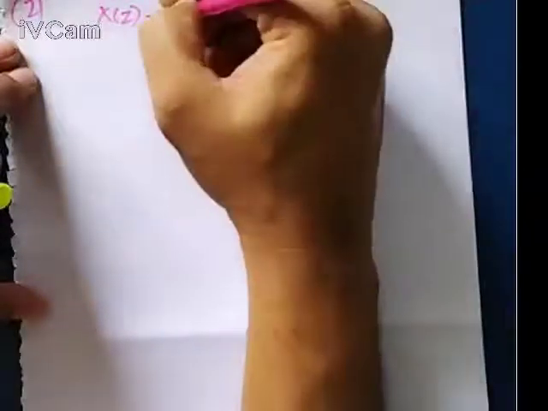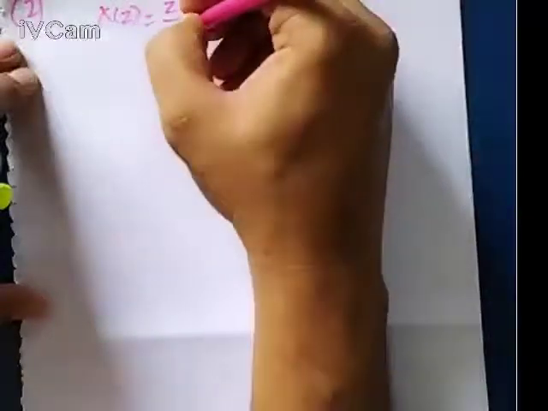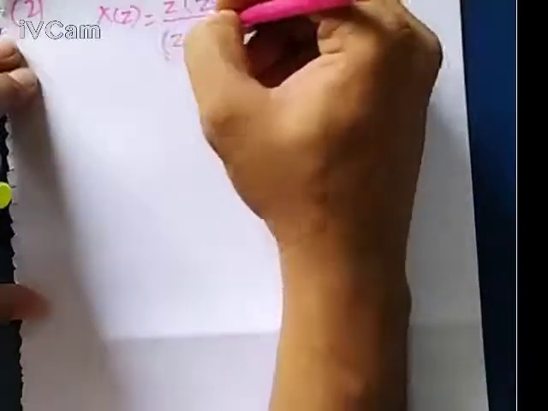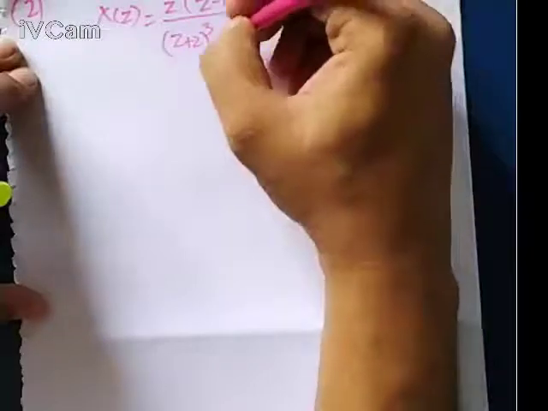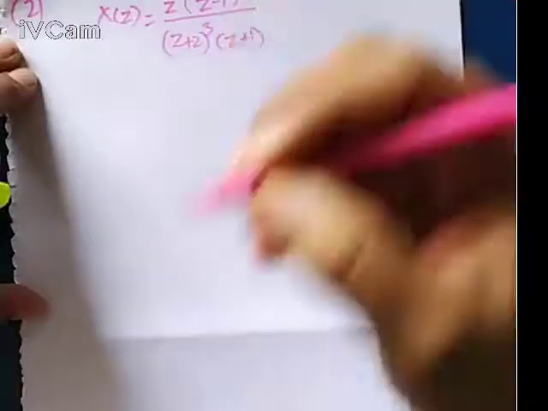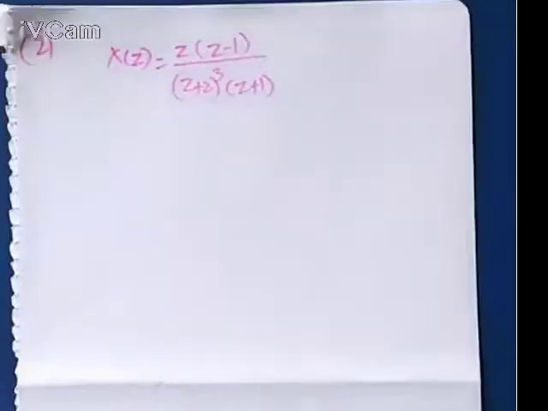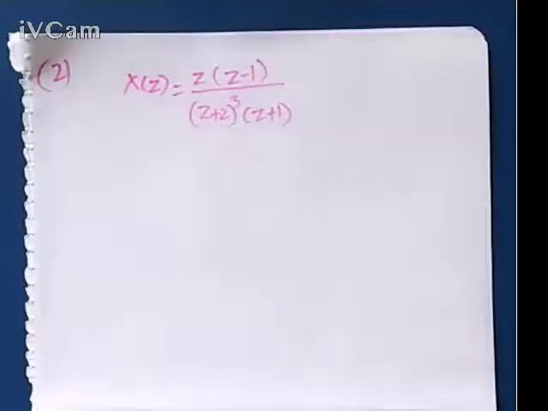So x of z, whatever it is given. So problem 2, you need to find the inverse z transform for the given x of z. The x of z is z into z minus 1 upon z plus 2 whole cube into z plus 1. Okay, sorry, now is it visible to you?